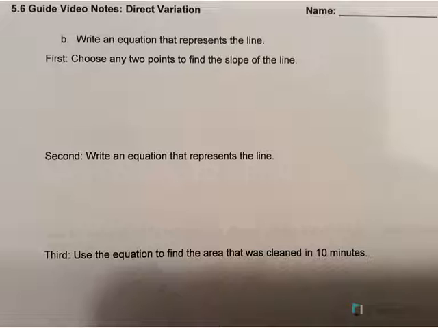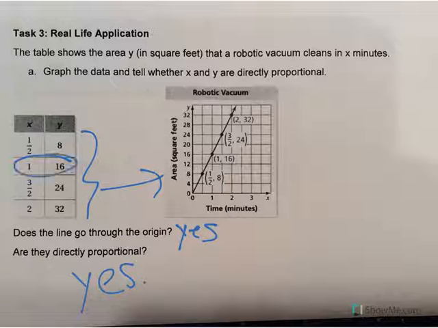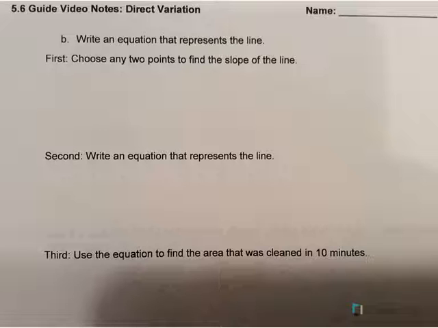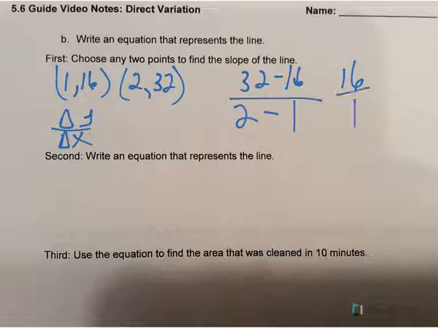Now there are questions on this graph that I'll flip back to. It says to write an equation that represents the line. It takes us through the steps. So first, choose any 2 points to find the slope of the line. I'm going to choose 1, 16 and 2, 32, just avoiding fractions. Again, we want to find the slope, so it's the change in y over the change in x. So I'm going to do 32 minus 16 on the top, and 2 minus 1 on the bottom, and I'm going to get 16 over 1. So that's my slope.